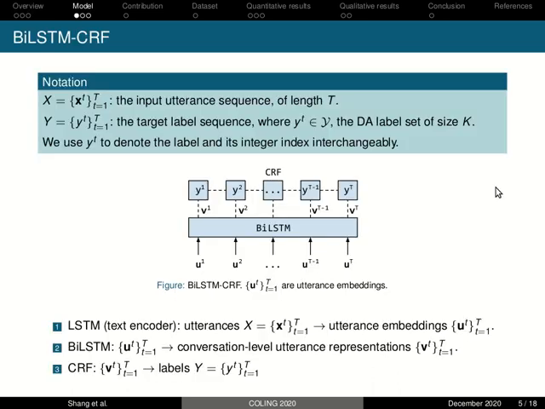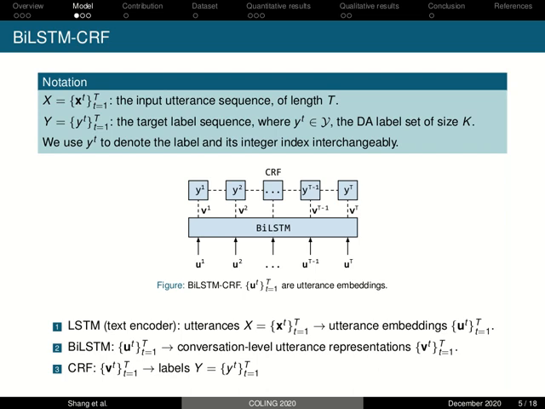Our model consists of three layers. The first layer is a text encoder, not shown on this figure, where each utterance xt is separately encoded by an LSTM layer with last pooling. Then we obtain a sequence of utterance embeddings UT. At the second layer, the sequence of UT is turned into a sequence of VT by a BiLSTM. Let's call it the conversation level utterance representation.